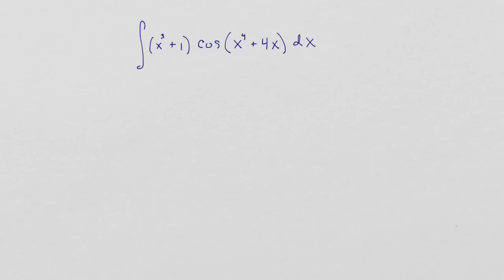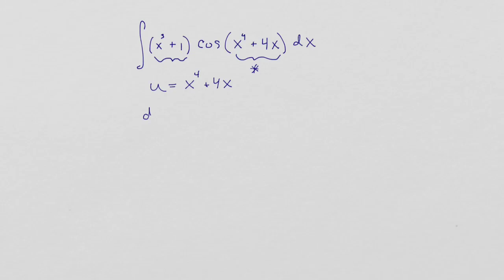So step one, we're going to let u equal the innermost function. And when you look at the difference between this and this, the second one is clearly the function that is inside of another function. It's inside of the cosine function. So we're going to let u equal that. And 99% of the time, this is going to be the way to go. If you've got an inside function, you're going to let that equal u.